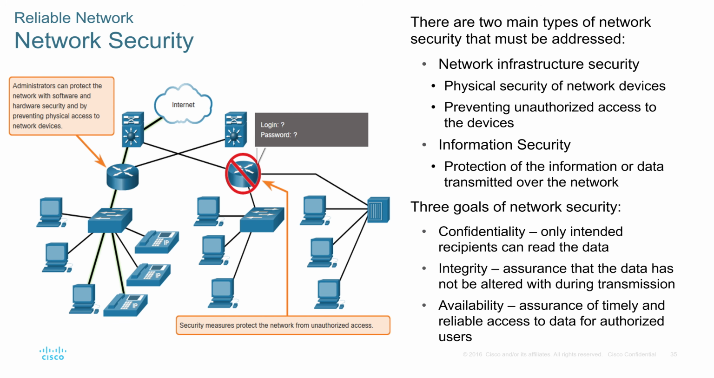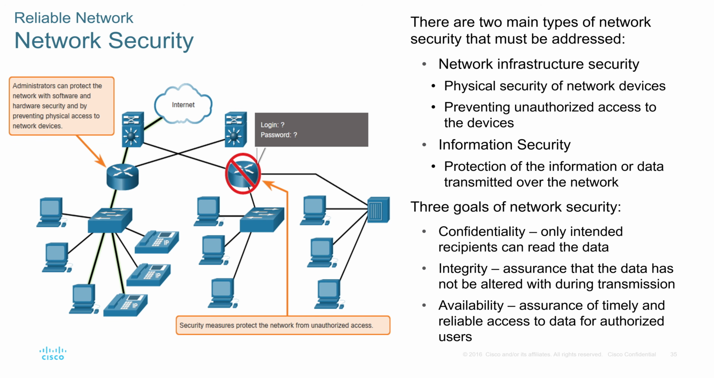The three goals of network security are, first, confidentiality, which means, as I mentioned, only the intended recipient can read that data and also write that data as well. Second, integrity, in other words, it assures that the data has not been tampered with or altered during the transmission.